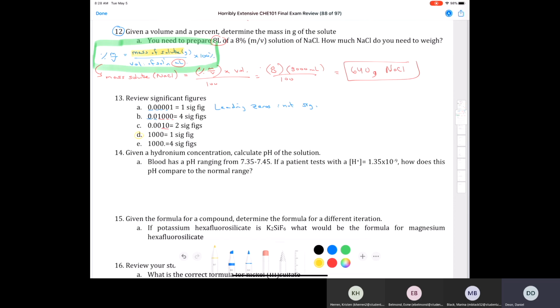This one is a rule that depends on the book that you look at, but the way that we do it in this class is if you have trailing zeros and no decimal place, you have only one significant figure here, which is the non-zero number. But as soon as you put a decimal place in there, everything to the left of the decimal place becomes significant. So you have to be rock solid on your significant figures.